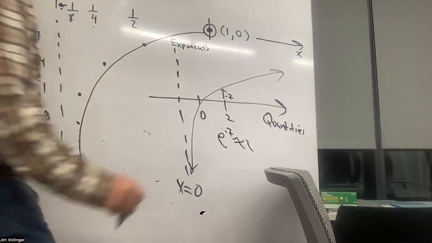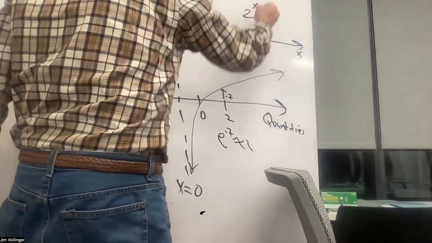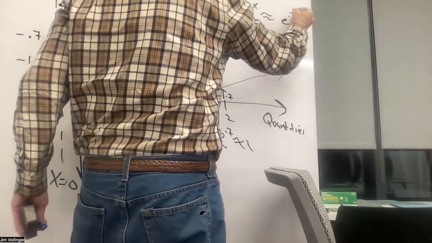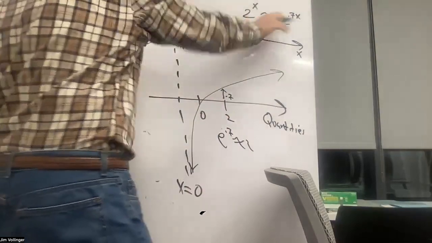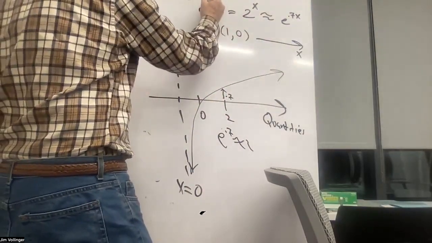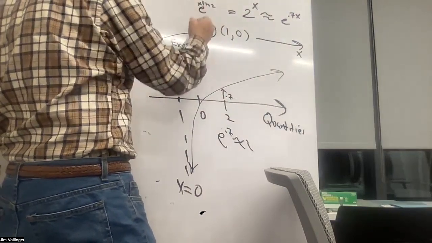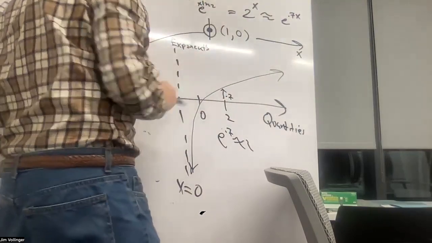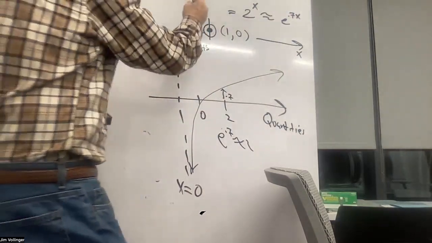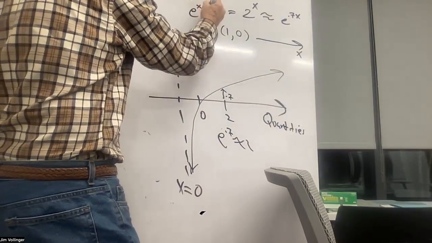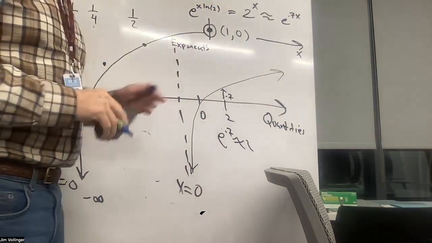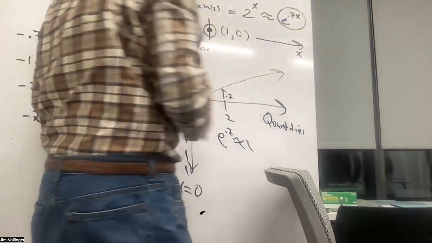Why is that important? Because if I wanted to write 2 to the x, I could probably write it as e to the 0.7x and be very similar. If I want to be exact, it's e to the x ln of 2. I'm not writing that very well, but hopefully I said it properly. And that's exactly equal to that. This is a darn good approximation.